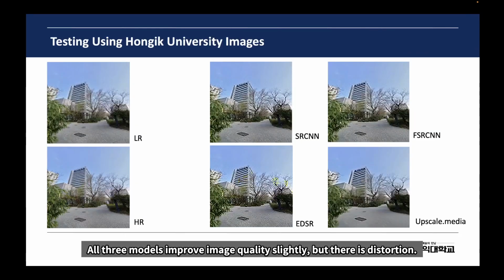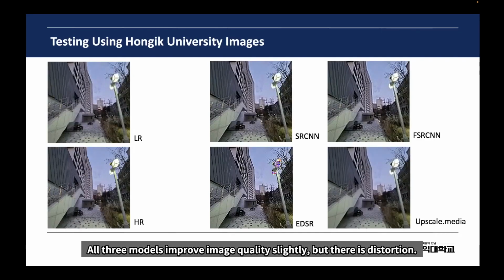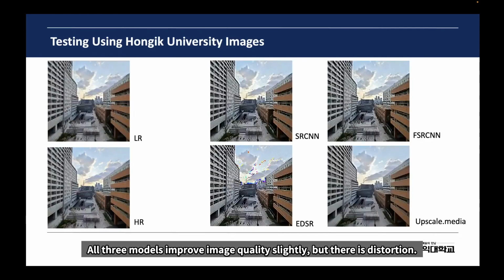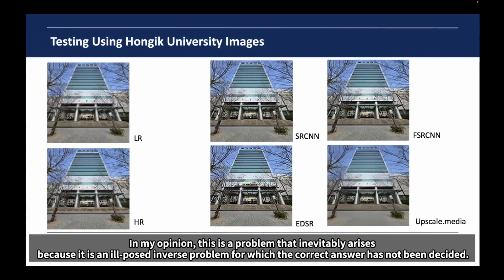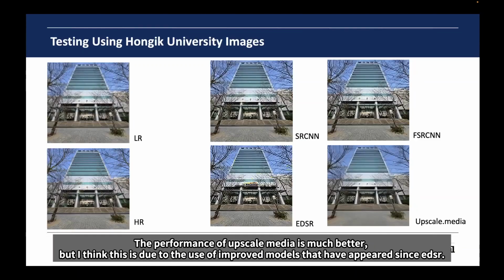All 3 models improve image quality slightly, but there is distortion. In my opinion, this is a problem that inevitably arises because it is an ill-posed inverse problem for which the correct answer has not been decided. The performance of Upscale Media is much better, but I think this is due to the use of improved models that have appeared since the EDSR.